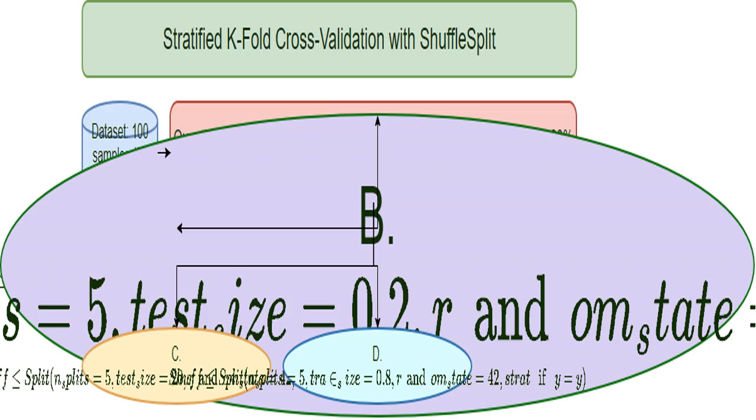I'm setting the number of splits, n_splits, the proportion of the data to use for testing, test_size, and the random seed, random_state. Most importantly, I'm using stratify equals y, which tells ShuffleSplit to make sure that classes are represented proportionally in each split. y holds my class labels.